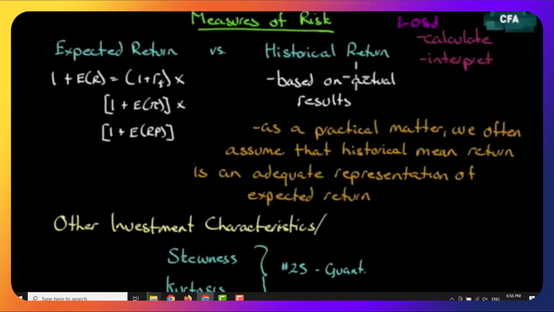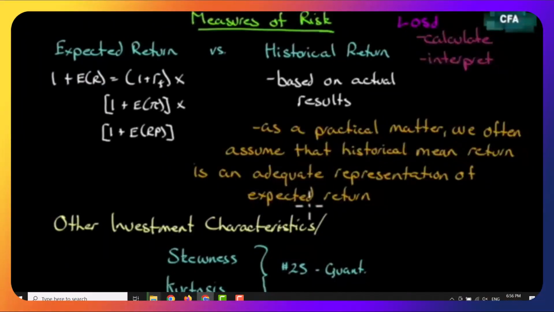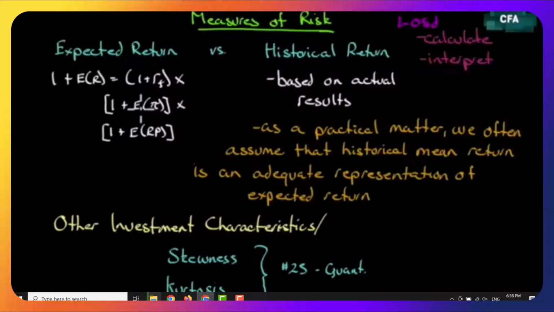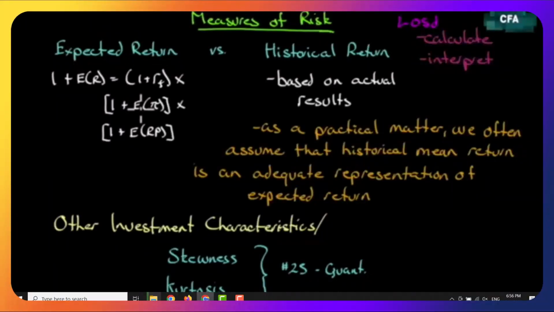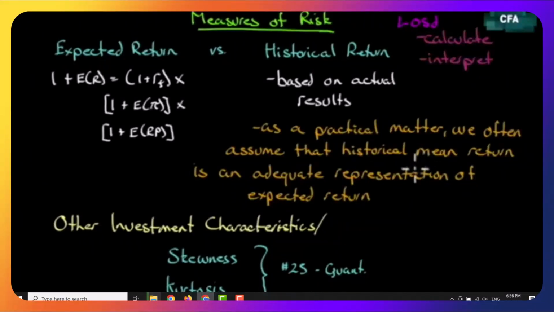That's it. As a practical matter, we often assume that the historical mean return is an adequate representation of expected return. So we don't go through the process of outlining all the possible outcomes, assigning probabilities to those, and remember, we work our way backwards in a probability tree to the first node to get an expected return. We don't really do that. We'll start with the historical mean return.